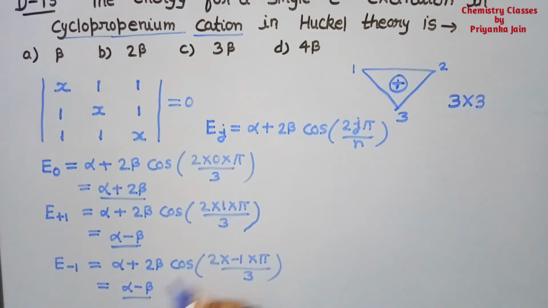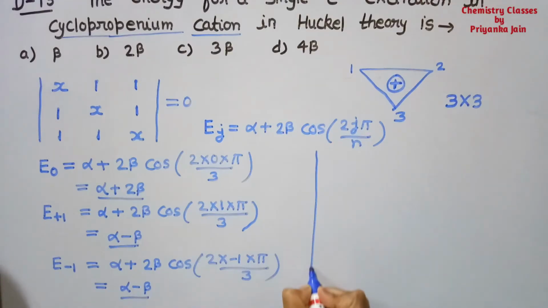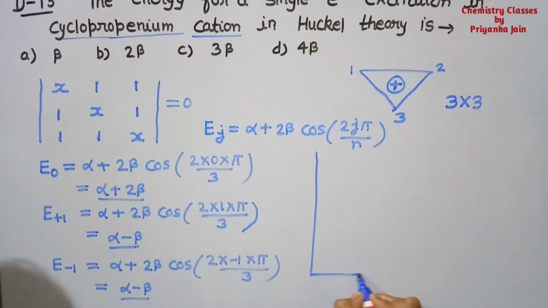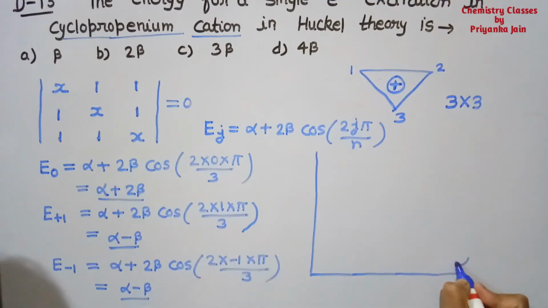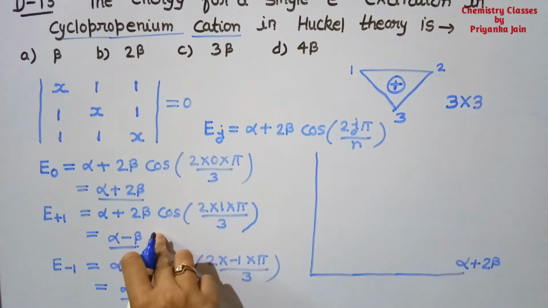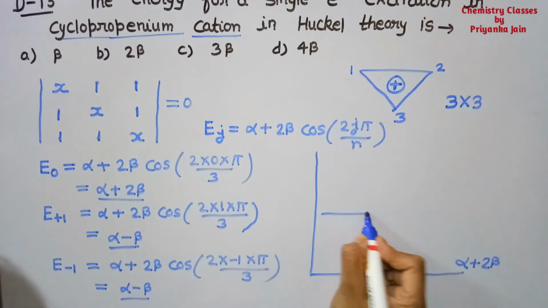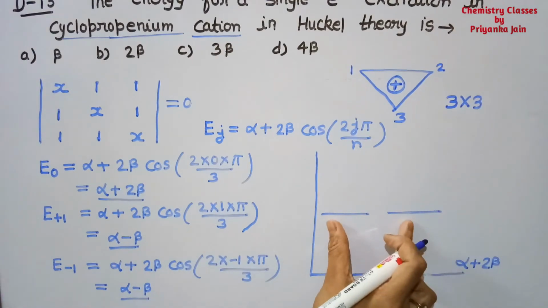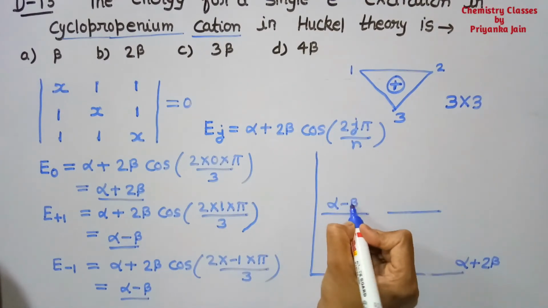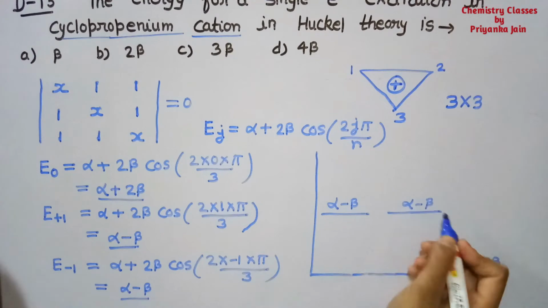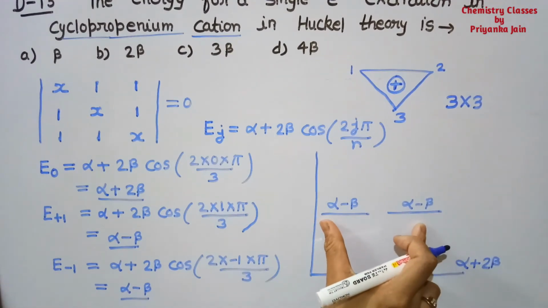Now we have to make the energy levels. See here, the lower level will be alpha plus 2 beta because beta is negative. So this will be alpha plus 2 beta. And the other level is this one. These are two levels that have the same energy, alpha minus beta, alpha minus beta. So these are doubly degenerate.